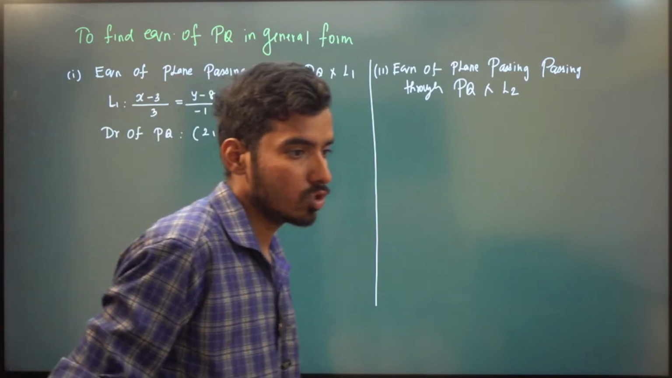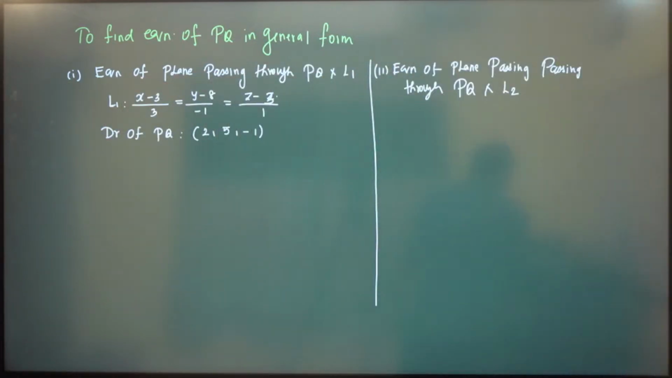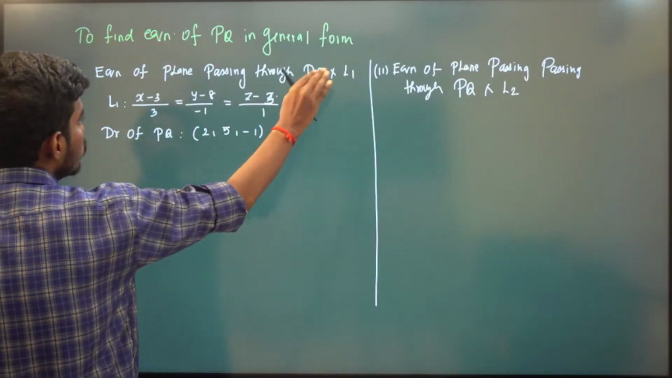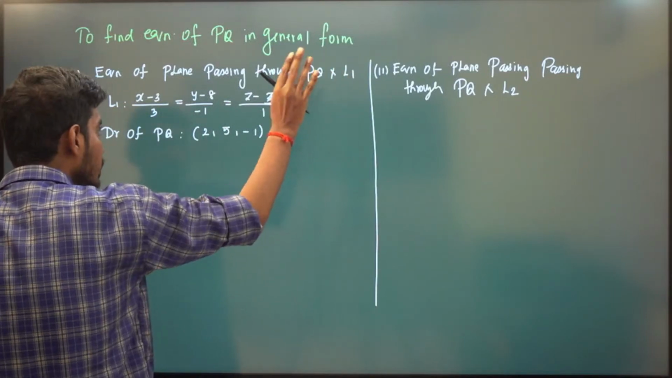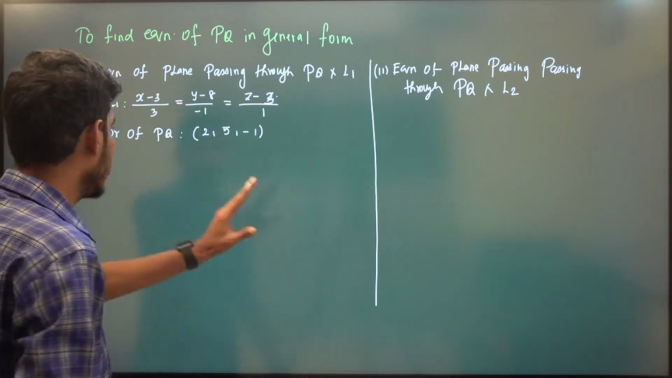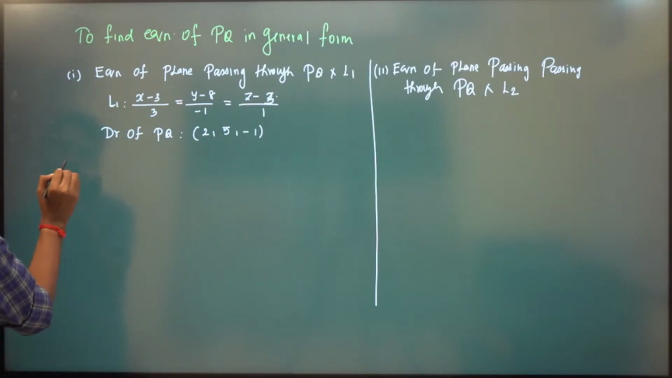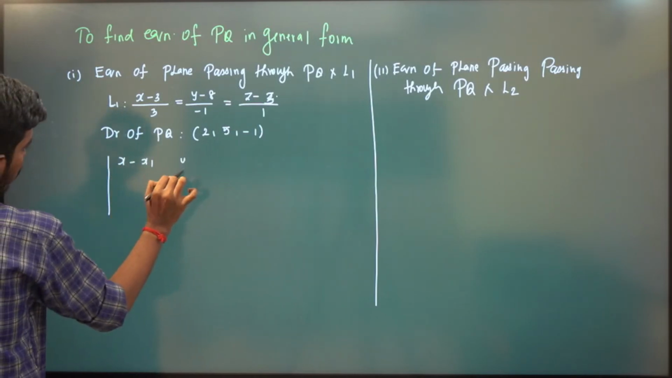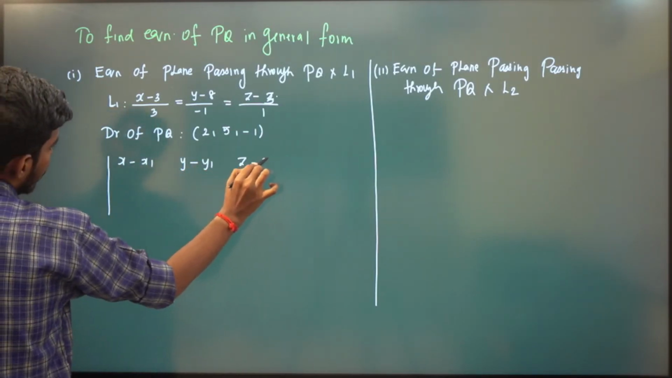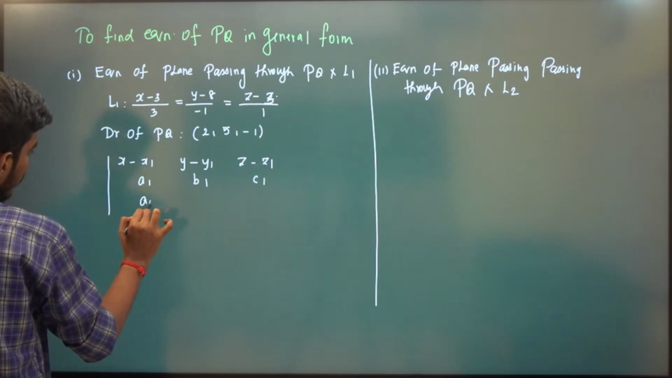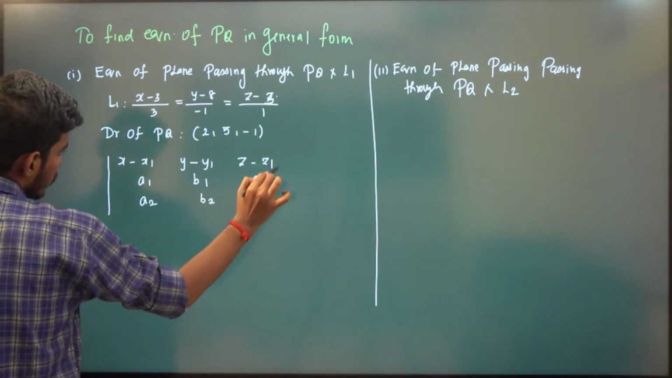I'm going to give you one formula for the equation of plane passing through two lines, where one line is in symmetrical form and for the other line you know only the direction ratio. The equation of plane is given by the determinant with rows x minus x1, y minus y1, z minus z1; a1, b1, c1; a2, b2, c2, equal to 0.